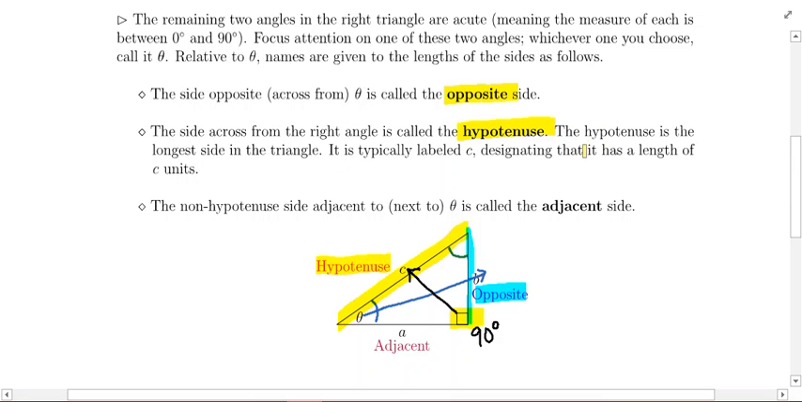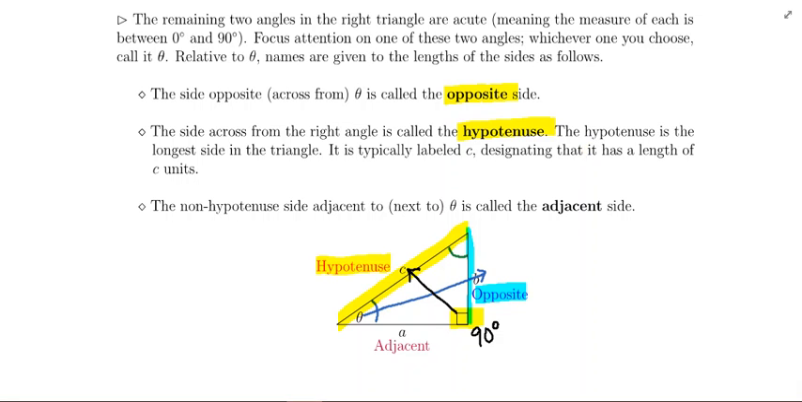One thing to realize about the hypotenuse, and I've got it listed right here in this bullet point, is that it is the longest side in the triangle. So if you're dealing with a right triangle, the hypotenuse is going to be the longest side in the triangle. Another thing to know, we typically label it C, designating that it has a length of C units. When you're dealing with a right triangle, you know there are three sides and we usually call them A, B, and C. C is reserved for the hypotenuse. All right, there's one more side.